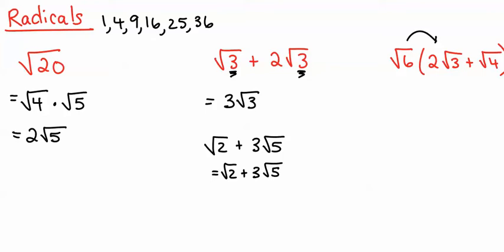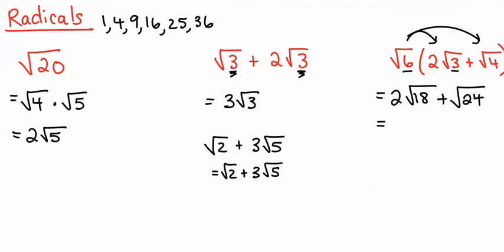Okay, and then when you multiply, you can multiply anything you want. So we just multiply the radicands by each other and the numbers out front by each other. So root 6 times 2 root 3 becomes 2 root 18, so we multiply the 6 and the 3 together. Plus root 24. And then we just see if we can simplify.